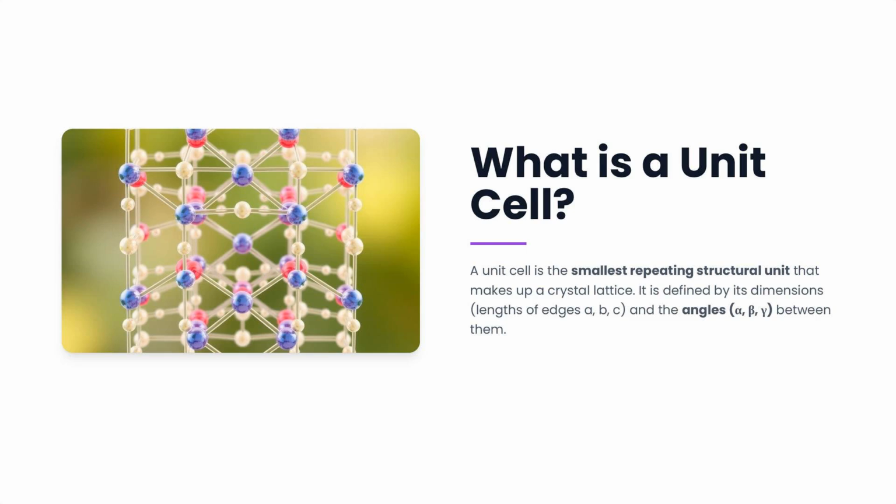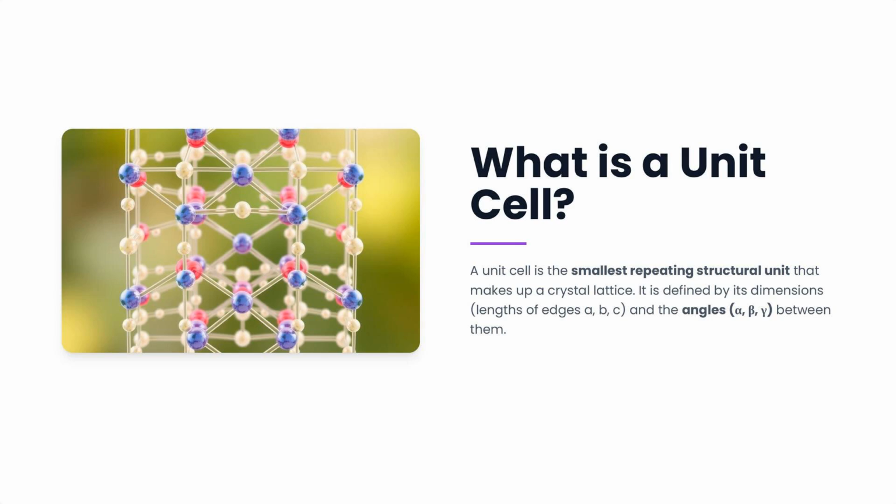A unit cell is essentially the building block of any crystal structure. Think of it like a single tile on a tiled floor. When you repeat that one tile pattern over and over in all directions, you get the complete floor covering. Similarly, when unit cells are repeated in three-dimensional space, they create the entire crystal structure.